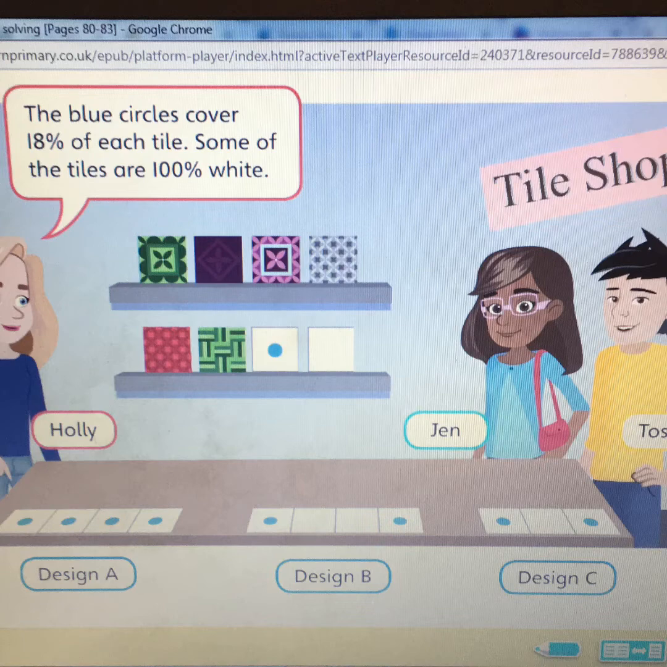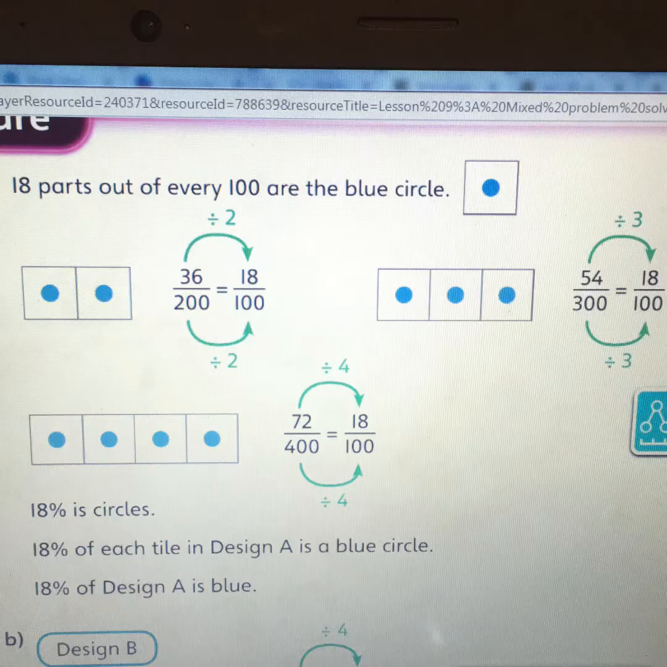Now, the problem that they are asking us to solve today is this. If you look at design A, which is the one on the left with the 4 tiles, out of that whole design, what percentage of that bit is blue? So what percentage is blue? When you've done that one, what percentage of design B and C are also blue? Okay, pause the video, have a go, and then we'll go through it.